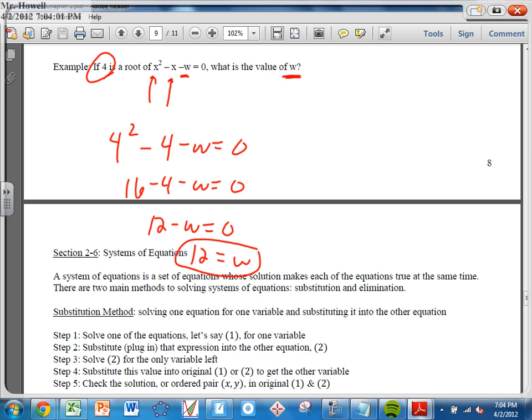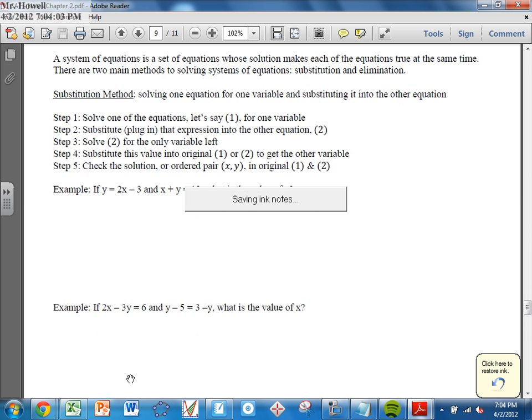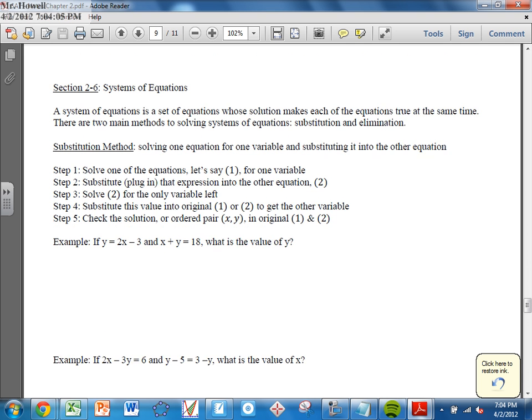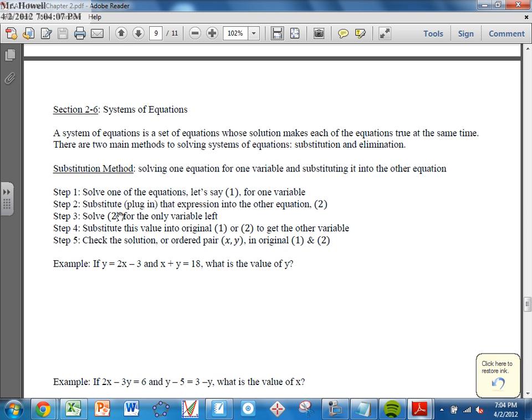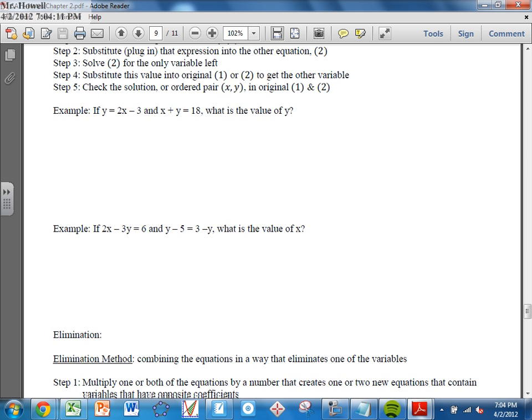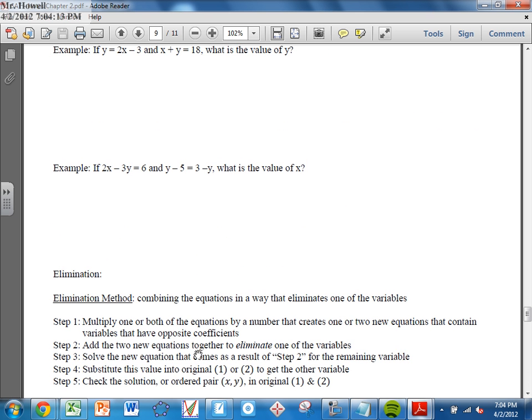Let's look at systems now. All right, systems. We did a lot with this year. Think back to concepts 25 through 29. We looked at substitution, we looked at elimination. Now, there are certain circumstances where one is easier than the other. For this circumstance, the problem here asks us to solve for the value of y. So what I would do is try to get rid of x, really. I want to get rid of my x.